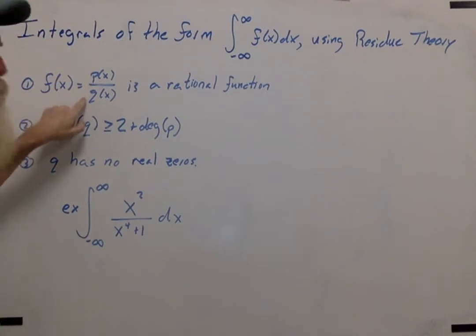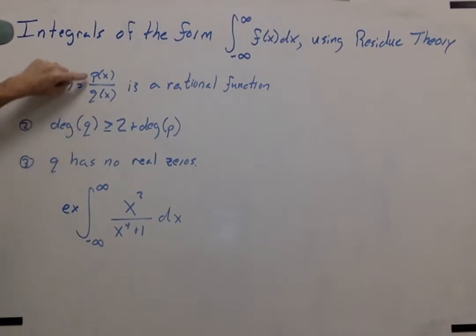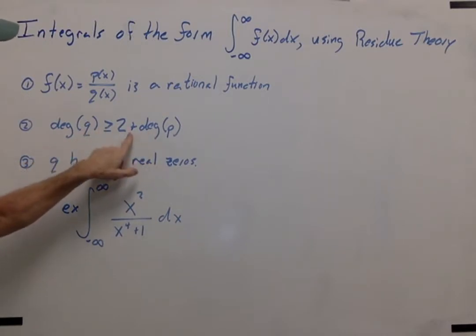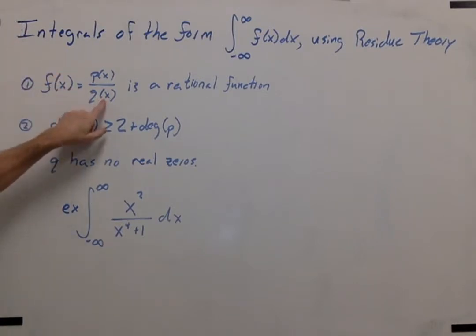So in other words, it's a quotient of two polynomials with the further requirements that the degree of the denominator is at least 2 bigger than the degree of the numerator. So the degree of q is at least 2 more than the degree of p. And last of all, q has no real zeros. So there are no zeros of q on the real line.